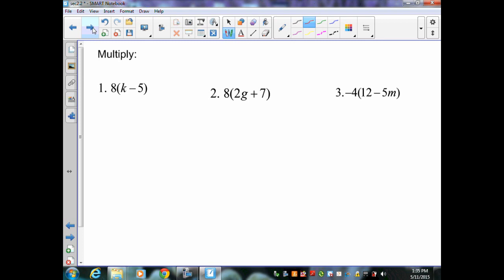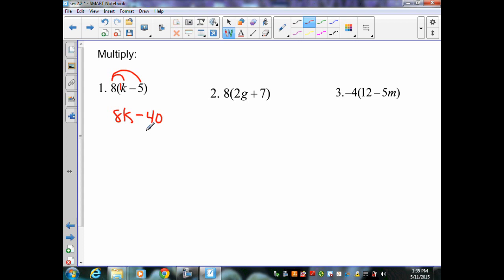Here I want to multiply. Number 1, I want to distribute. Again, copy the problem, and then 8 times k. Remember, this is really a coefficient of 1. So 8 times 1 is 8k. Bring down the minus sign. 8 times 5 is 40. And at this point, we'll just leave it in this fashion.